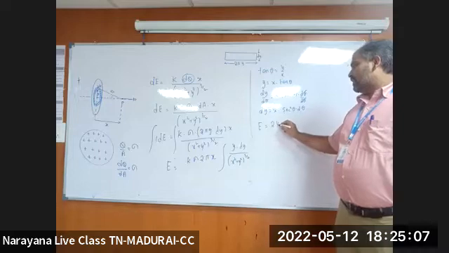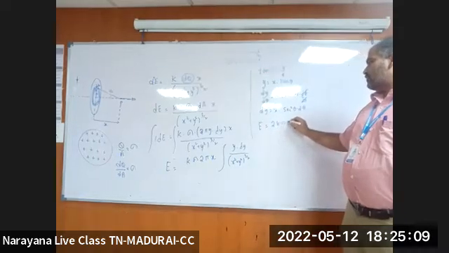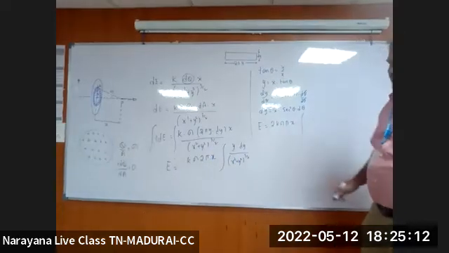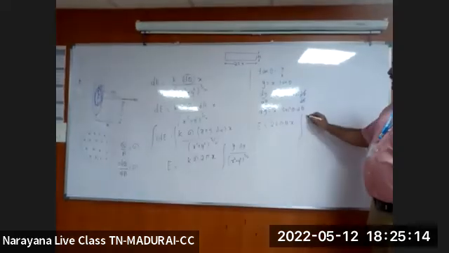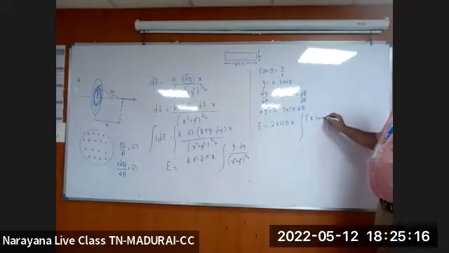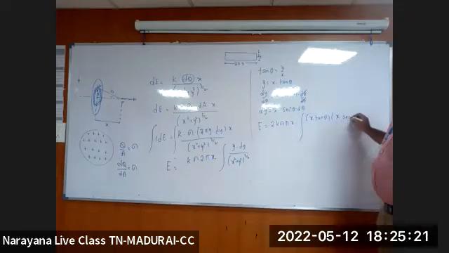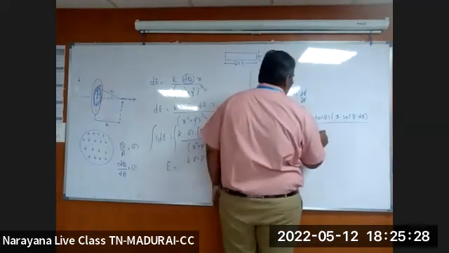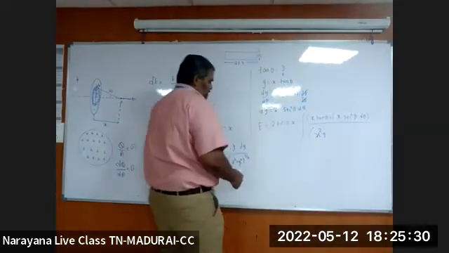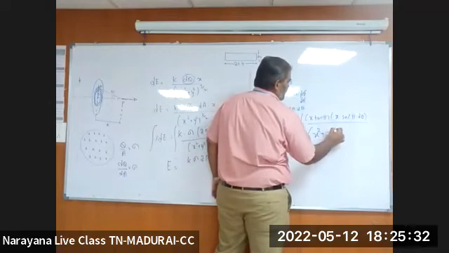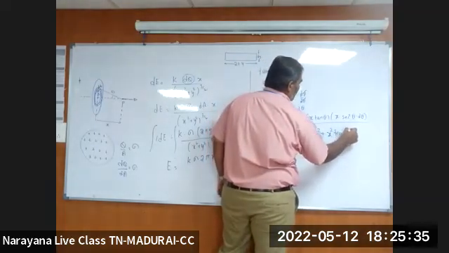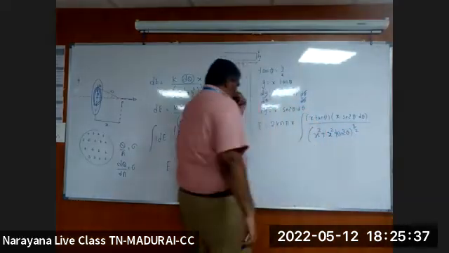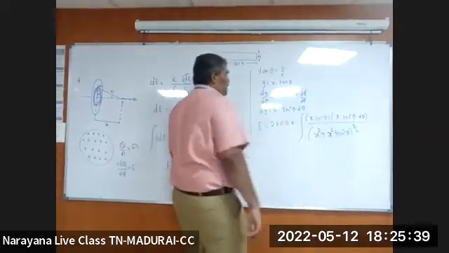So net electric field equals how much here? 2 into K into sigma into pi into x, and integration of y value, x tan theta, into dy, x secant square theta d theta, and whole divided by x square plus y square, which is x square plus x square tan square theta, and whole power 3 by 2. Take x square common.